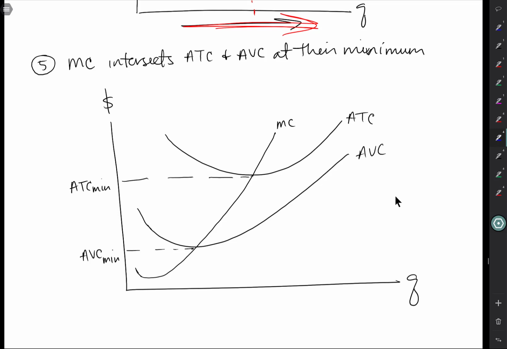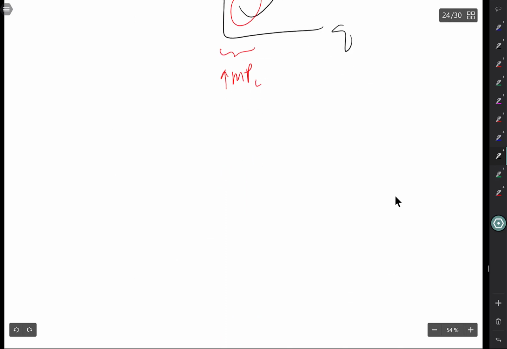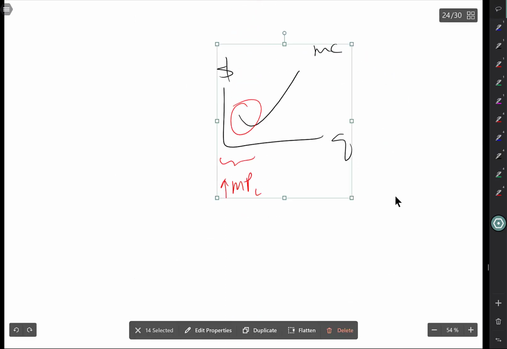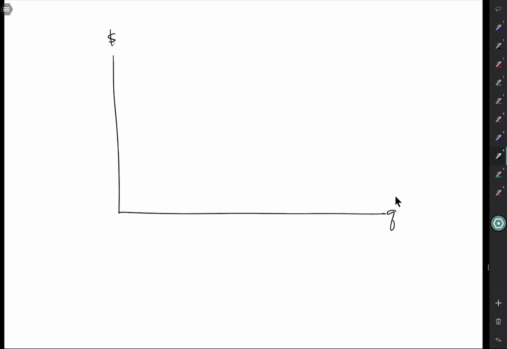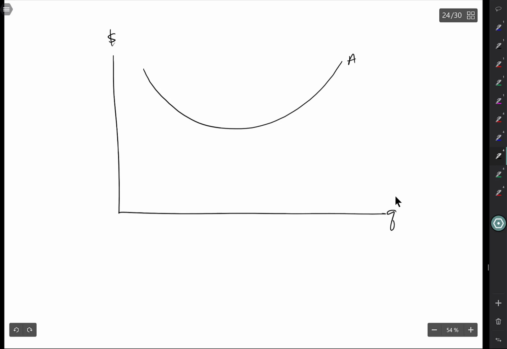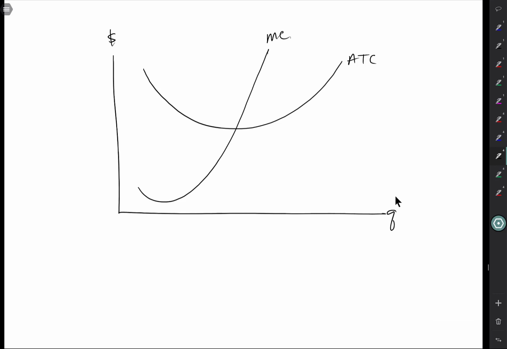Why? To understand that, let's focus on one of them. I'm just going to focus on average total cost and marginal cost. I'm going to get rid of average variable cost just to get a point across. So let me redraw this. The cost of producing Q, quantity. And so we have our U-shaped average total cost curve, and marginal cost is slicing it at its minimum. Perfect. And this point here, I'm just going to call Q naught.